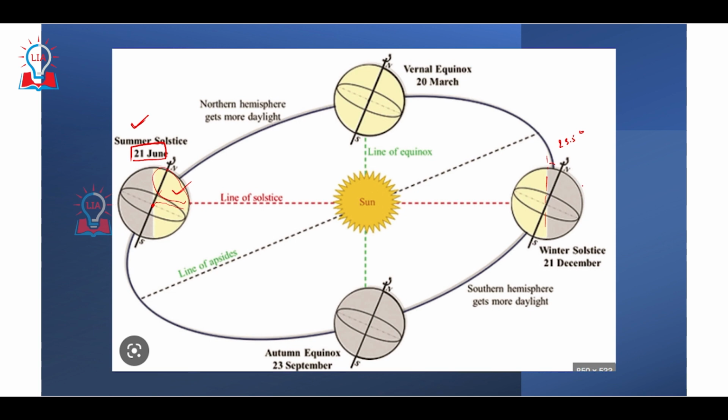On the other hand, if you look at the 21st of December, this is the day on which a large part of the southern hemisphere is oriented toward the sun, and thus in the southern hemisphere the longest day will be on the 21st of December. In the northern hemisphere the longest day will be on the 21st of June.